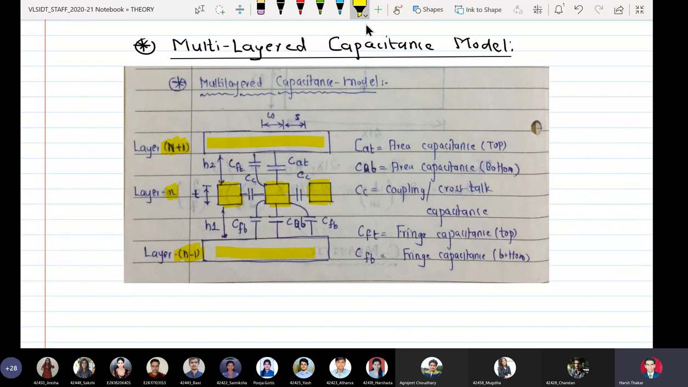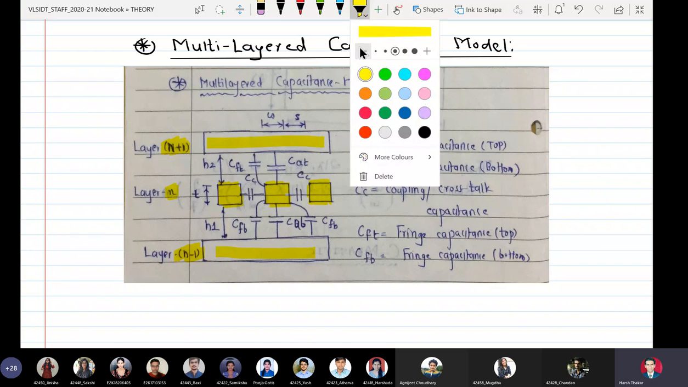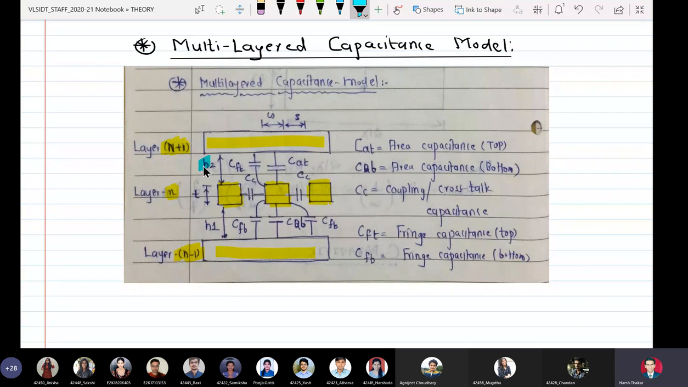And we can see that the distance between layer n and n plus 1 is h2. So h2 is the distance between layer n plus 1 and n. Similarly, h1 is the spacing between layer n and layer n minus 1. Now the spacing between the wires, as mentioned before, is s, and the width of the wire is w. And this is the thickness. So all three wires have the same dimensions.